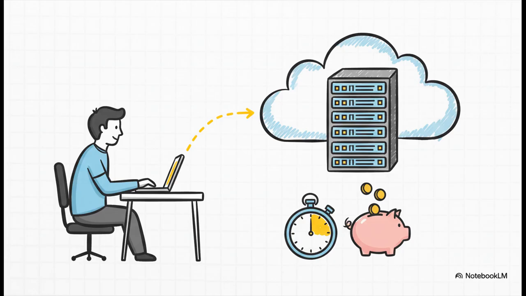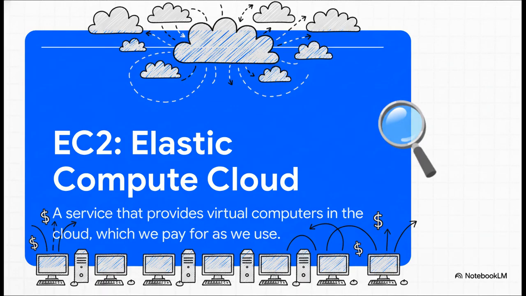And get this, what if you only had to pay for the exact time you were using it, down to the second? I mean, think about that. That's the powerful idea behind one of Amazon's biggest cloud services. And that service is called Amazon EC2. It stands for Elastic Compute Cloud. The name really tells you everything you need to know. It gives you elastic, meaning resizable, computing power in the cloud. And it does this using what we call virtual computers, or what Amazon calls instances.